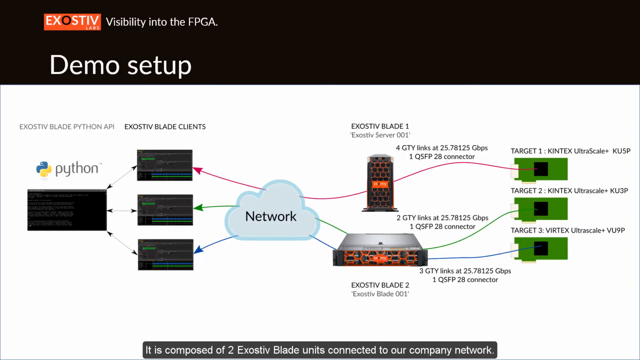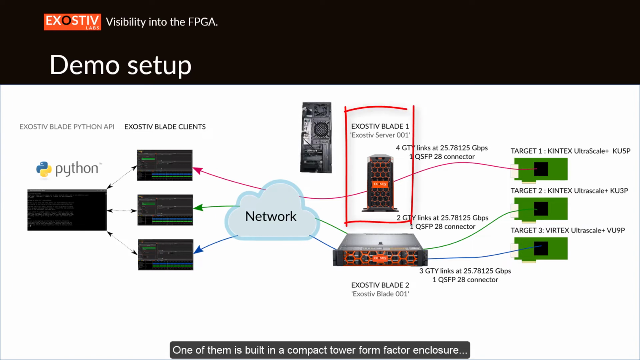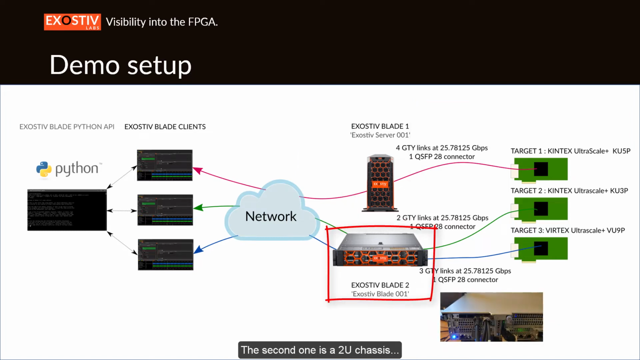It is composed of two Exostiv Blade units connected to our company network. One of them is built in a compact tower form factor enclosure. Its network ID is Exostiv Server 001. The second one is a 2U chassis. Its network ID is Exostiv Blade 001.